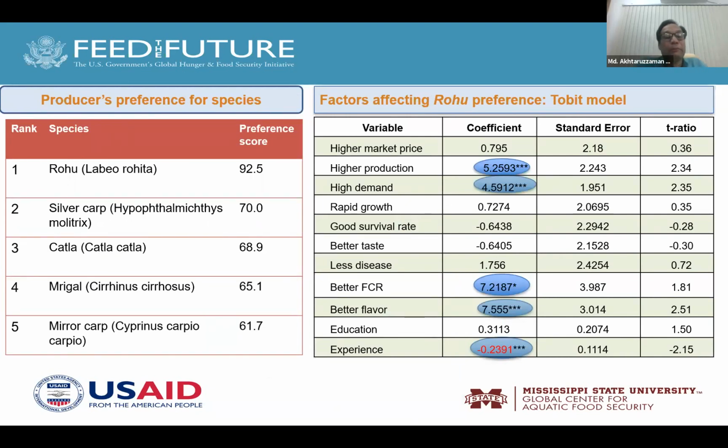This is the species preference, because this was a monoculture system. We found that most of the selected farmers prefer roe as their main species in culture, followed by silver carp, katla, mrigel, and mirror carp. However, higher demand, better FCR, and better flavor were the major reasons behind the choices. We found this from the 2-bit model that we used for our analysis. Next slide, please.